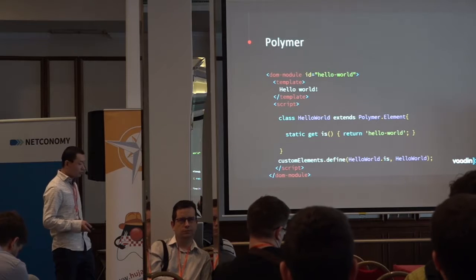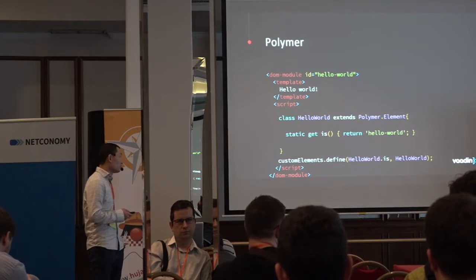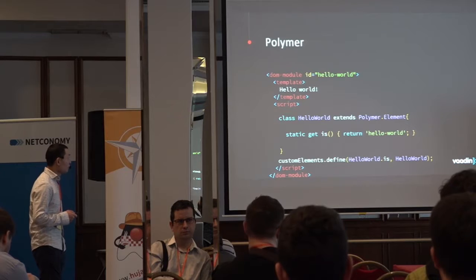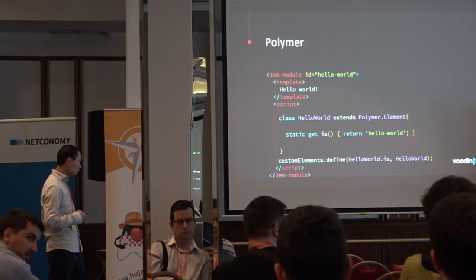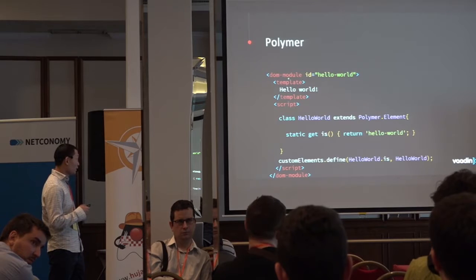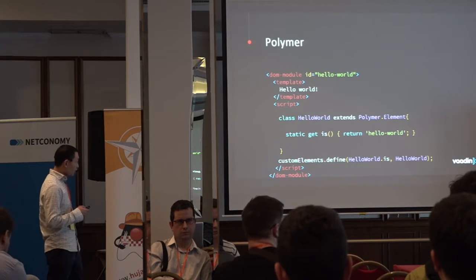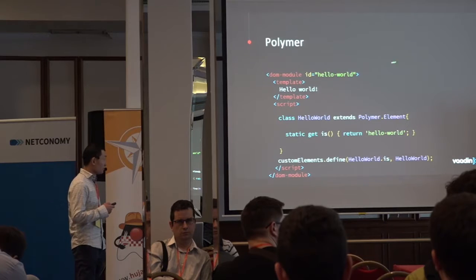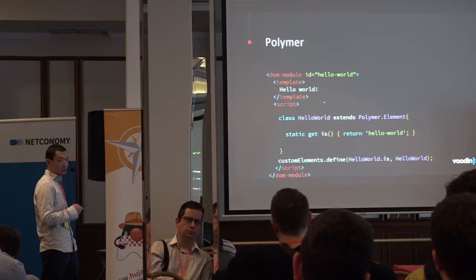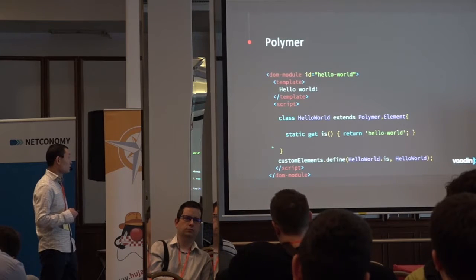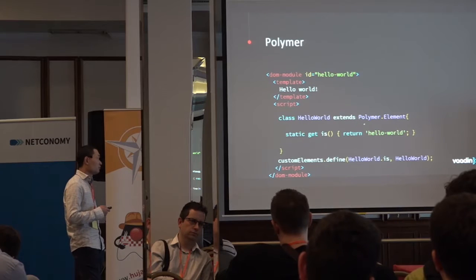So with the Polymer approach, things become a little bit easier. You start by writing some boilerplate code, which is called DOM module. So you first open a DOM module tag, and the ID here is the tag name of your custom element. Here again, hello world, and then you have this template. Again, it's hello world text, and after that you define your class here, which is hello world. Now remember that it doesn't extend from HTML element anymore. Now it extends from Polymer element.